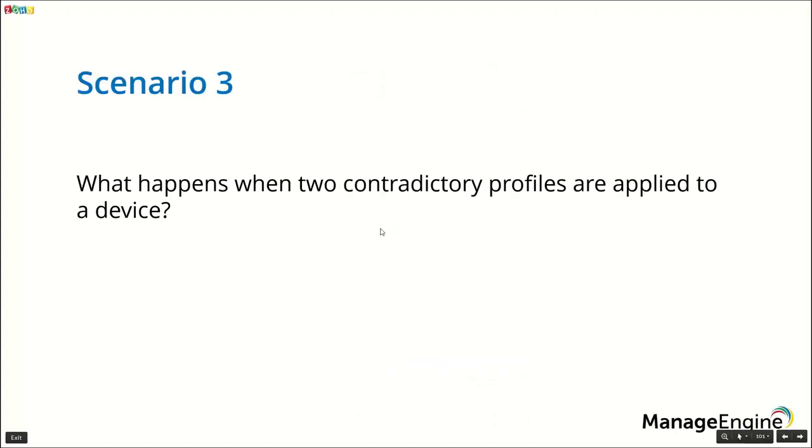And third scenario, so what will happen if two contradictory profiles are applied to the same device? It depends on the operating system again. If it is an Apple device, the most stringent policy or the most secure policy will get applied. Say there are two profiles, one with camera restricted and the second one with camera allowed. If you push these two profiles to the same device, the camera restriction will stay on Apple devices because the most strict policy will be retained.